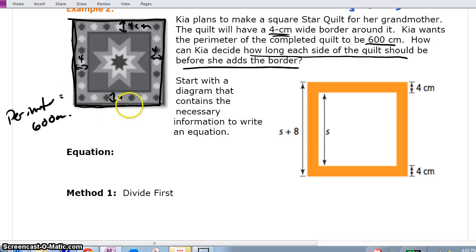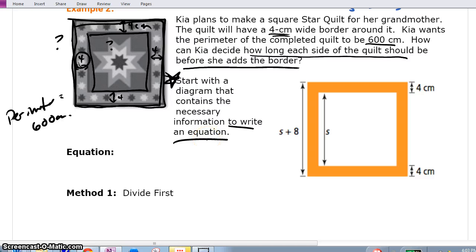We definitely don't know how long this edge is. We also don't know this piece. We don't know this inside dimension. So we've got 2 unknowns here. What we do know is the 4 in the middle. So first, this is kind of a complicated question we've been given. So the suggestion here, I put a star beside it, is we start with a diagram that contains the necessary information to write an equation.